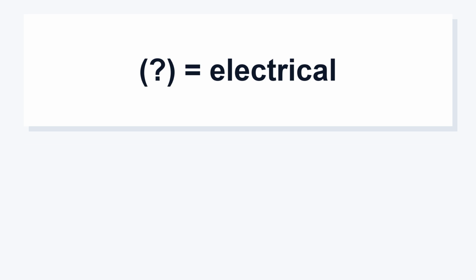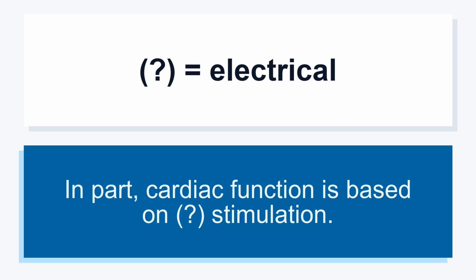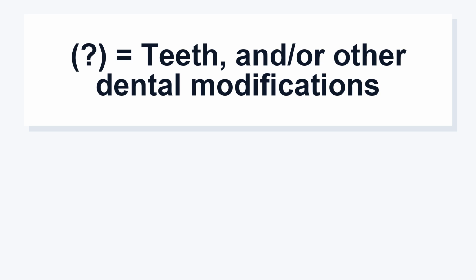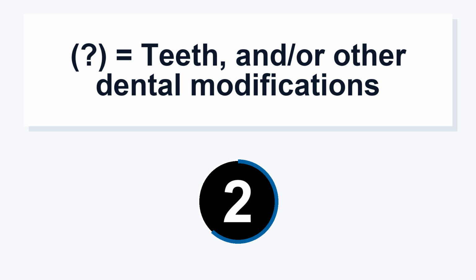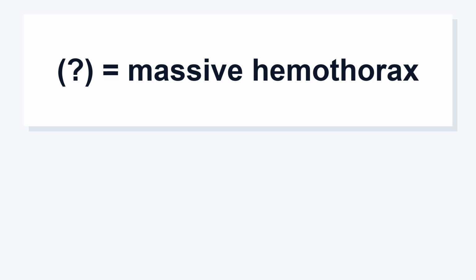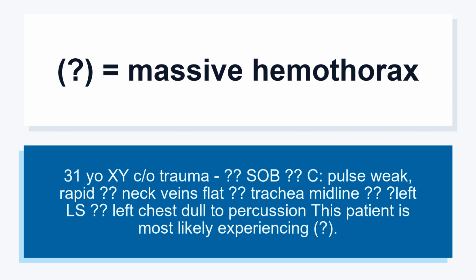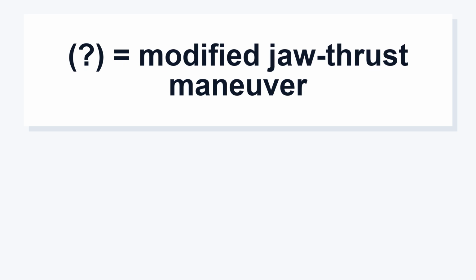Equals electrical. In part, cardiac function is based on electrical stimulation. Equals teeth and/or other dental modifications. The T in the BOOTS mnemonic stands for, equals massive hemothorax. 31 YOM/F C/O trauma, SOB, C, pulse weak, rapid, neck veins flat, trachea midline, left LS, left chest dull to percussion. This patient is most likely experiencing, equals modified jaw thrust maneuver.